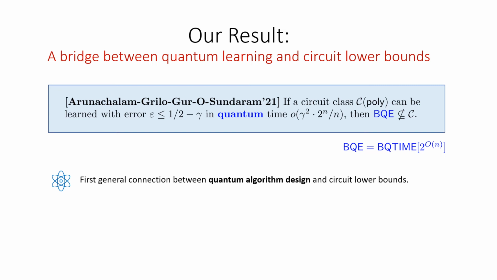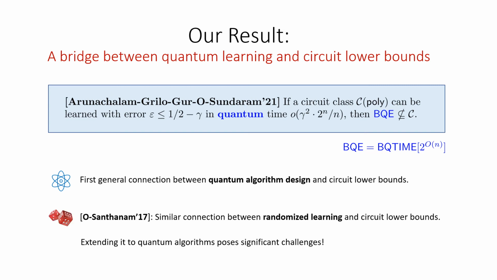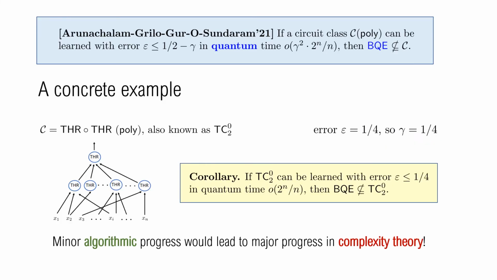So this is a connection between quantum algorithm design and circuit lower bounds. Previously, a connection between classical learning algorithms and lower bounds was known, but extending it to the quantum setting turns out to create significant challenges. As a concrete example of the connection, let's fix C to be the class of depth-2 threshold circuits of polynomial size.